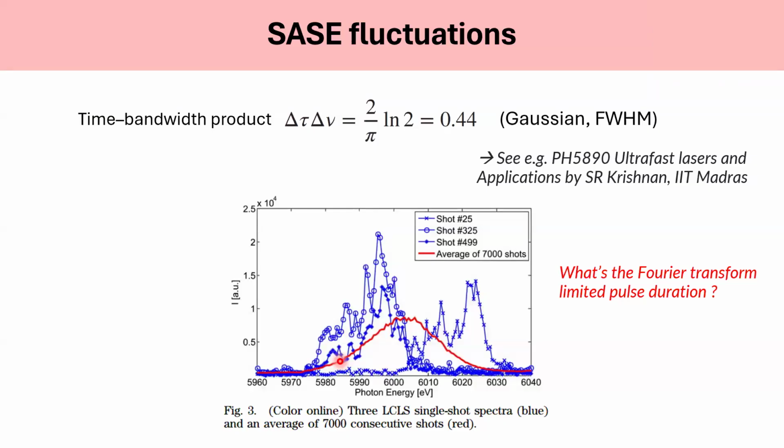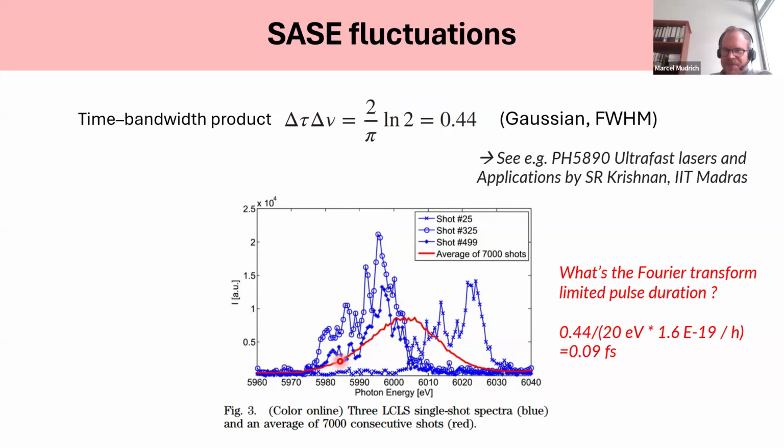Is it like 10 to the power minus 16? Yeah, that sounds much better. Okay, this is the calculation. Just take this 0.44 divide by, so let's take here I just took a bandwidth of 20 electron volts, assuming that the full width half max of this Gaussian red curve goes from 5,990 to 6,010. This is 20 eV. So I take delta nu as 20 eV.